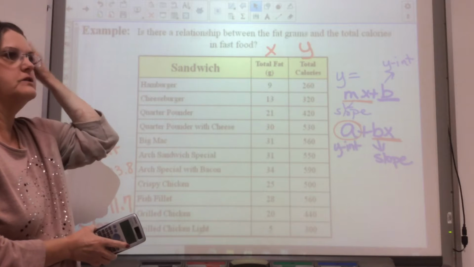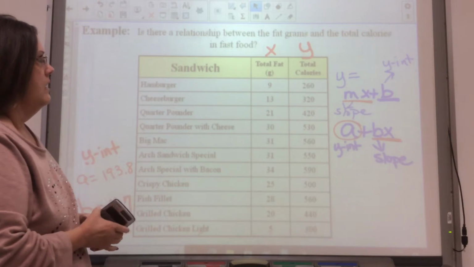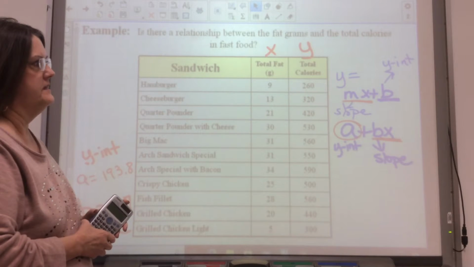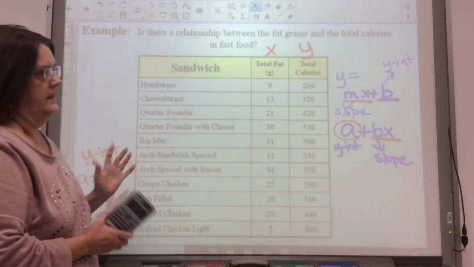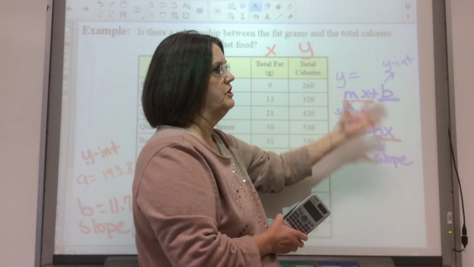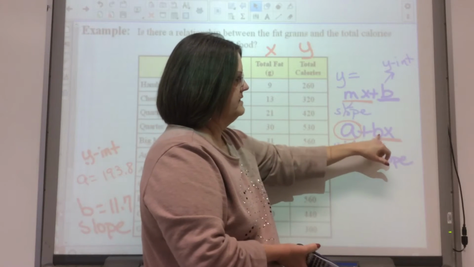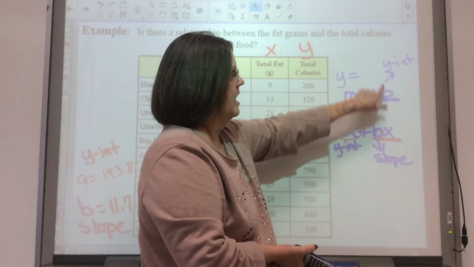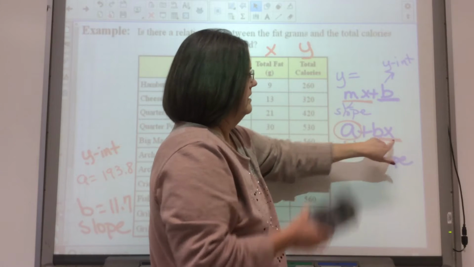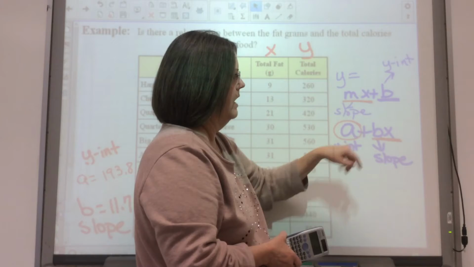So you can't see the notes as well, and I apologize about that, but you're going to want to see what I'm doing here. All right, what we're going to do is find the line of best fit for this table of data. And usually we use y equals mx plus b, which is fine. We're still going to use that. But in the calculator, it's written a plus bx. And the b is not the y-intercept, it's the slope, because in the calculator the b is with the x, which is the slope, and the a is the y-intercept.